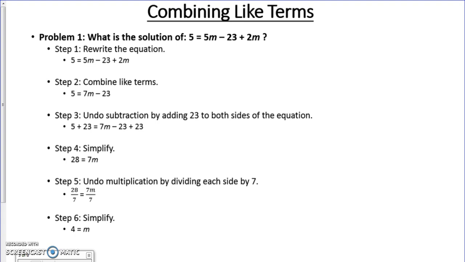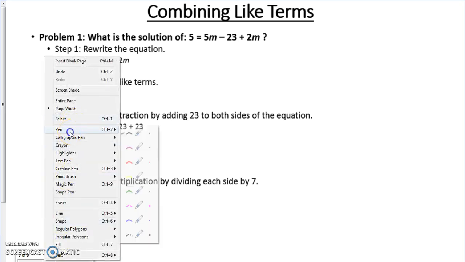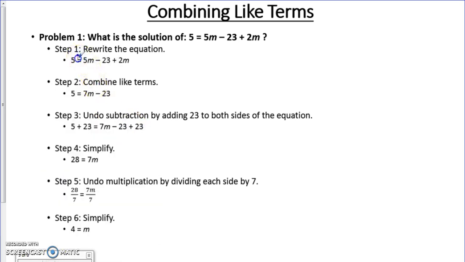Problem 1. What is the solution of 5 equals 5m minus 23 plus 2m? Now, solving multi-step equations can involve more than two steps. It can involve 3, 4, 5, 6, and so on. So step 1, we want to rewrite the equation. 5 equals 5m minus 23 plus 2m. And again, if drawing the vertical line through the equal sign helps you so that you do the same operation on the left-hand side of the line, that is fine by us.